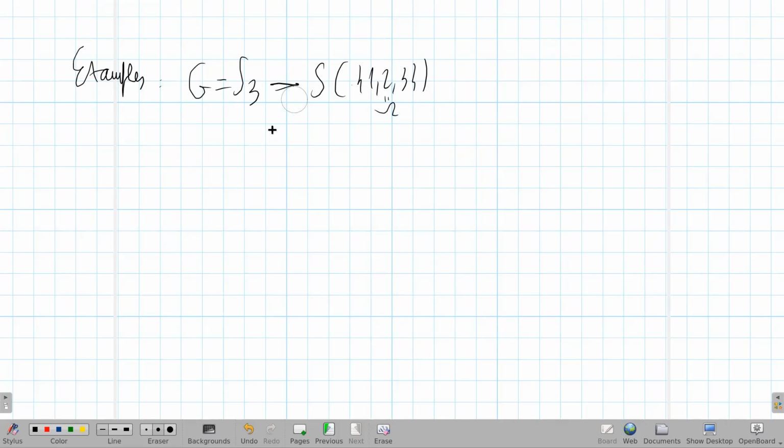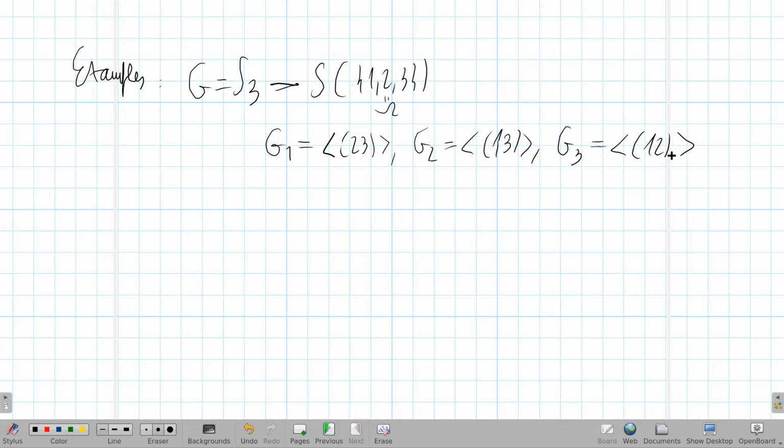So what are the stabilizers? So the stabilizer of 1 is the subgroup generated by (2 3). The stabilizer of 2 is the subgroup generated by (1 3). And clearly enough, the stabilizer of 3 is the subgroup generated by (1 2). And you see that pairwise, they have trivial intersection, okay? So this is a Frobenius group. So that is example A, say. Example B is A4, okay?